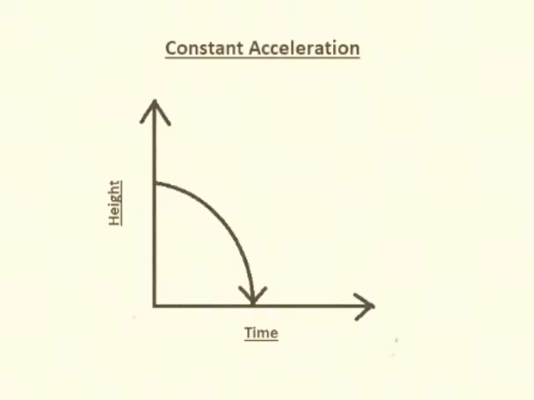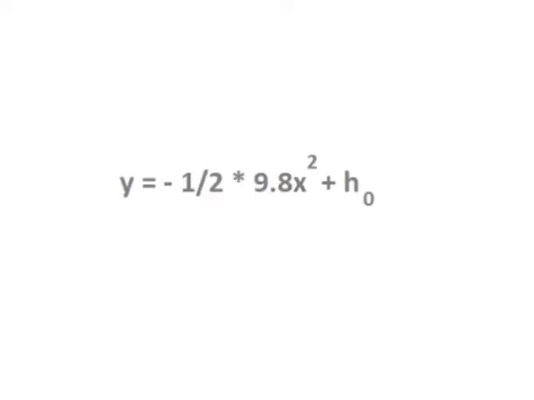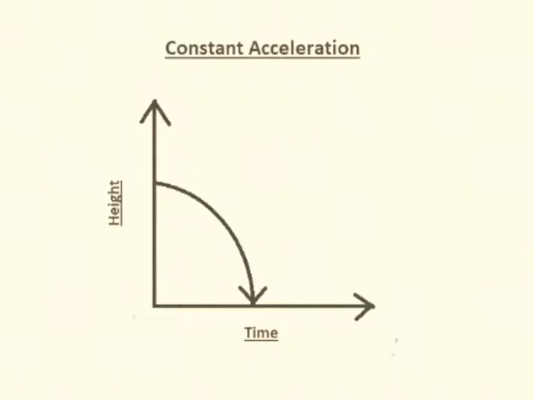To do this, I had to visualize gravity as an inverse square law first. I had always visualized a height versus time graph of a falling object as a parabola following the equation y equals -1/2 times 9.8 x squared plus an initial height, where x is time and y is height. But this is constant acceleration, and the acceleration from the inverse square law is not constant.